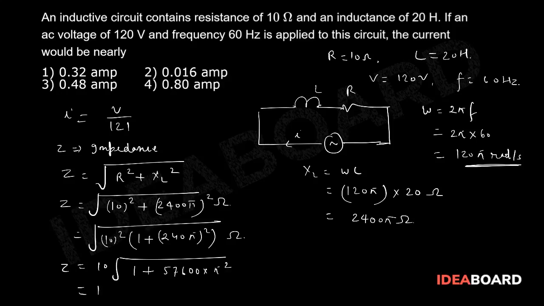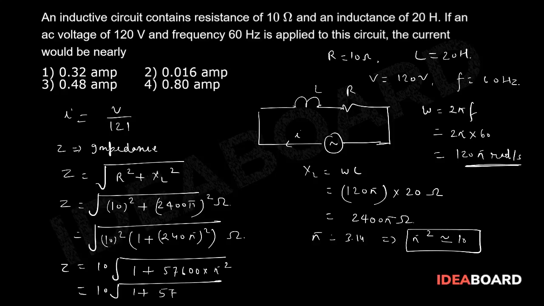Perfect. And then I can write 10 under root of 1 plus this. As we know, pi is equal to 3.14, that means pi square will be almost 10. So if I utilize this, then this will become 57600 and another 0. Perfect. So from here I can say this is approximately 576,000 only, okay, because if you add 1, that doesn't make any major contribution.